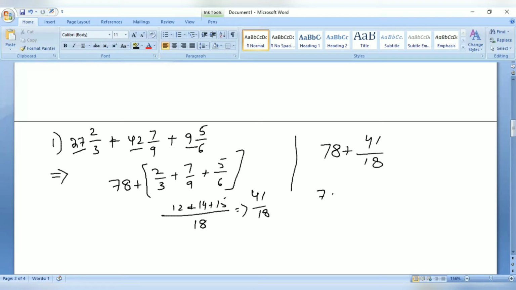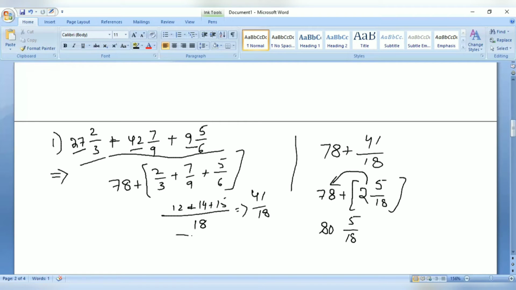Let us write 78 here. Now what I told you, 18 multiples, 18 twos are 36. Out of 41, if 36 is taken, what is the balance? 5 by 18. Now what I need to do? Add this 2 to this 78. So it becomes 85 by 18. So this entire larger value we can simplify using this particular method.